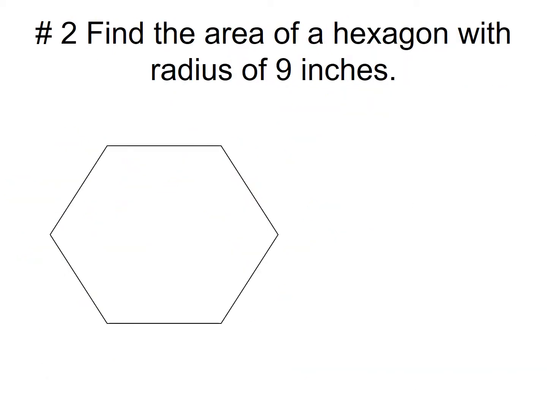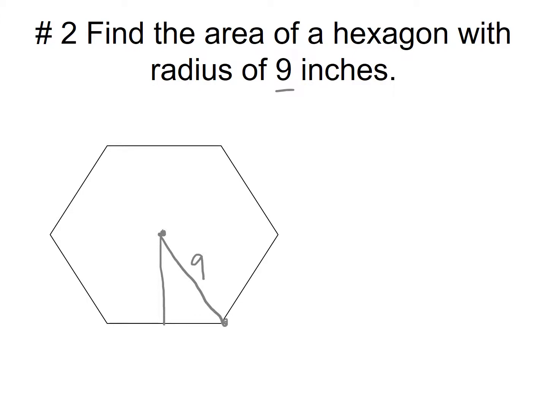All right, so example number 2. Find the area of a hexagon with a radius of 9 inches. So again, we're going to want to compose that triangle. And this time we have a radius of 9 inches. So again, remembering that the radius is the distance from the center to a vertex, my radius is going to be 9.